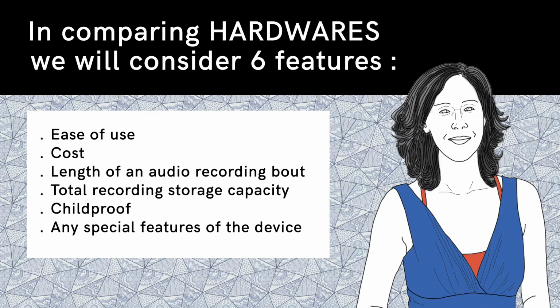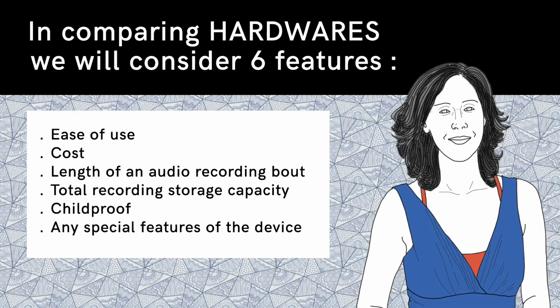When we compare hardware, we will take into account 6 features: ease of use, cost, length of an audio recording bout, total recording storage capacity, whether it's childproof, and any special features of the device. Let me explain each of them.